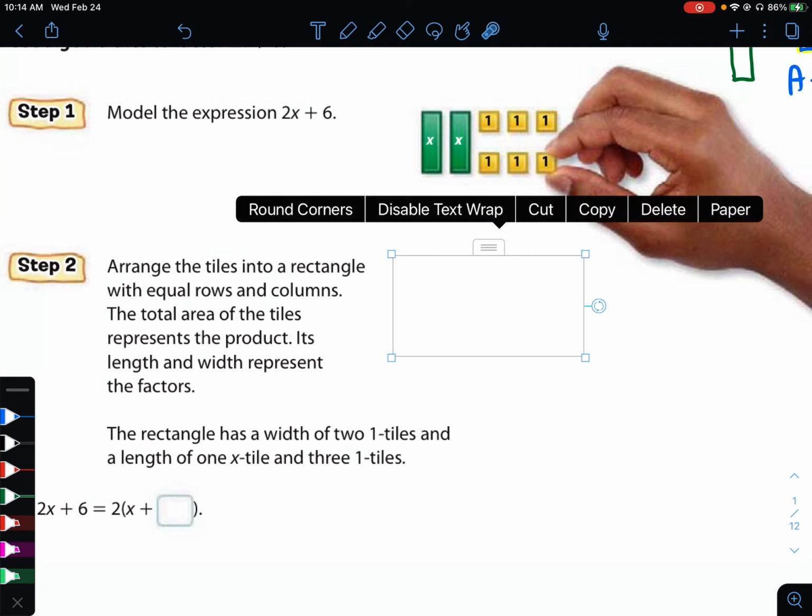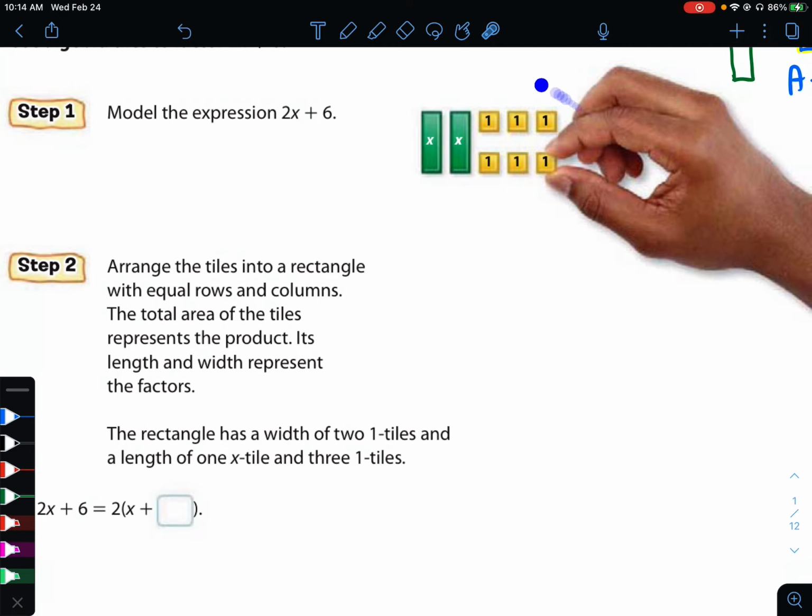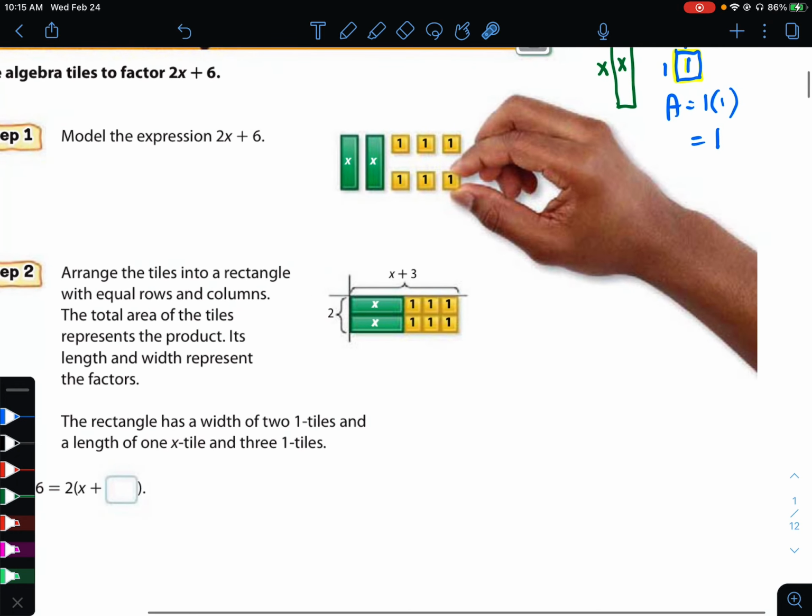If you look at this carefully, if I make this into a rectangle, fix this so that it forms a rectangle, this is how it's going to look. I position my x tiles lying down, and I position my unit tiles next to each of them. If you notice, it forms a rectangle. This is my rectangle. Now, how do I find my length right here?